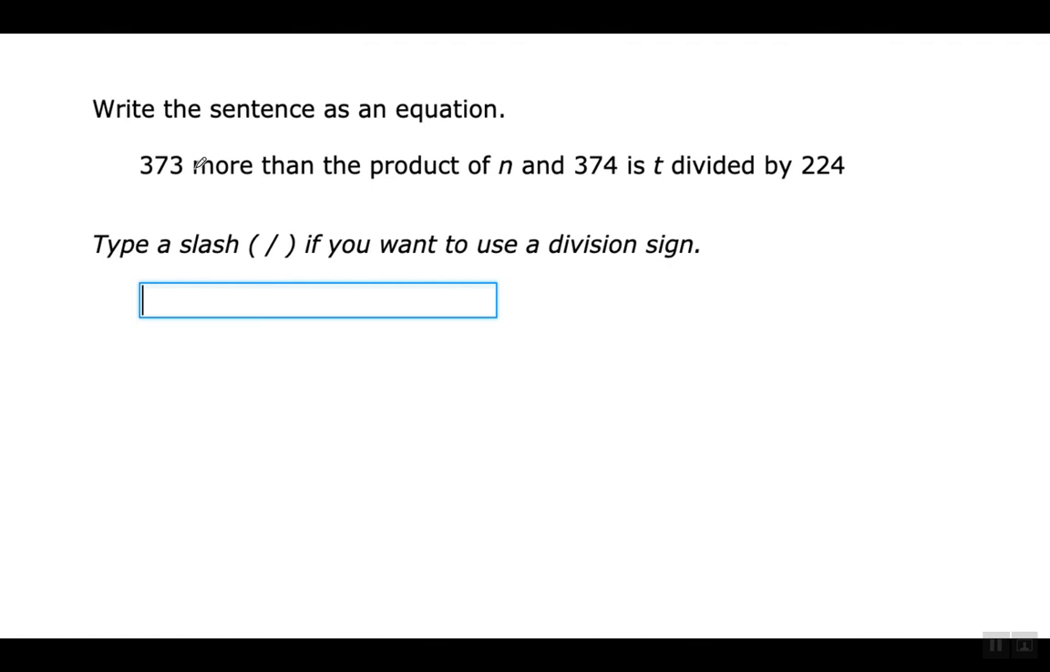373 more than. That means you gotta add. 373 más que. Tengo que sumar. The product of N and 374. El producto de N y 374. Is T divided by, dividido por 224. Now just write that a lot closer together. But there's the answer. Ahí está la respuesta.